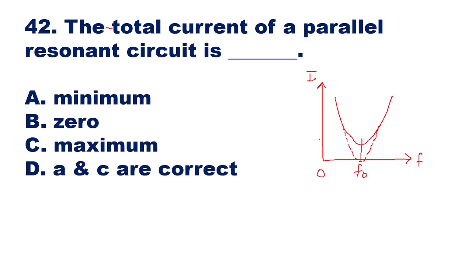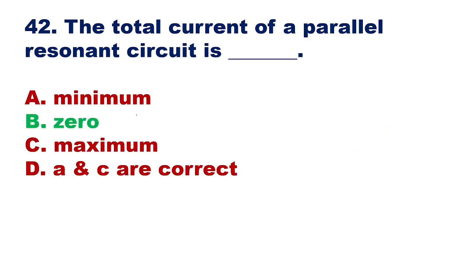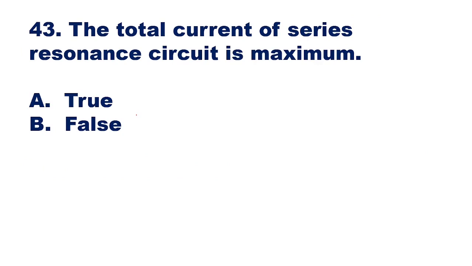So the total current of a parallel resonance circuit, if we want an ideal answer here, then the answer will be zero. It is very, very less at resonant frequency in parallel resonance circuit. So here option B is the right answer, 0. Then we'll go to the next question.